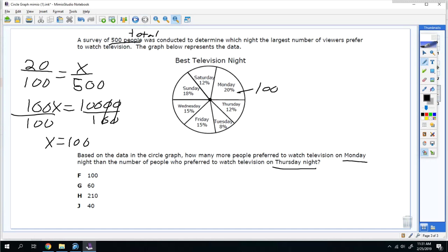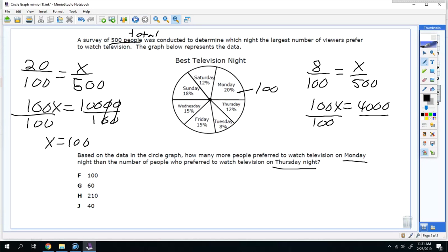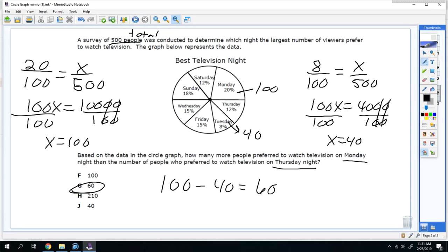So we're going to do the same thing to Thursday. Thursday would be 8% over 100%, which is equal to x over 500. x times 100 is just 100x. 500 times 8 is 4,000. Divide by 100. Cross it off, and you get x equals 40. So it means 40 people chose Thursday. Then it says how many more people chose Monday than Thursday. So you're going to subtract. You're going to do 100 minus 40, which is 60. So the answer would be G, 60.